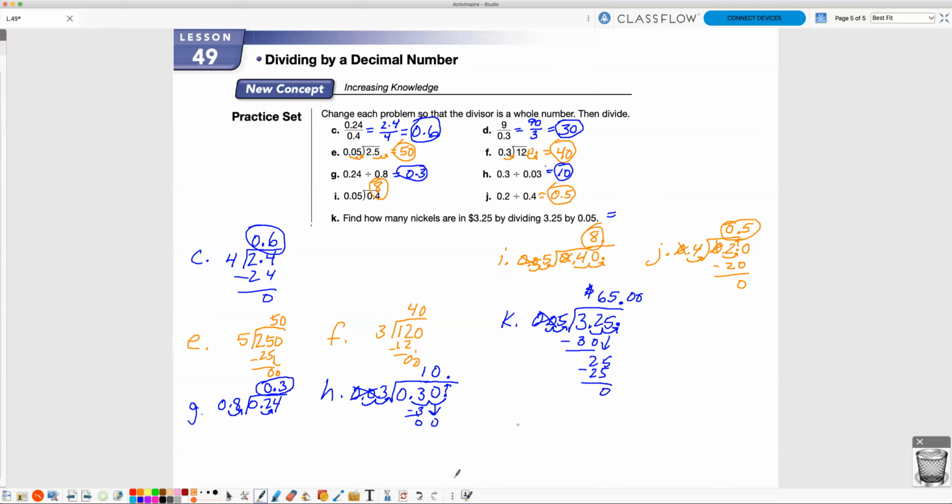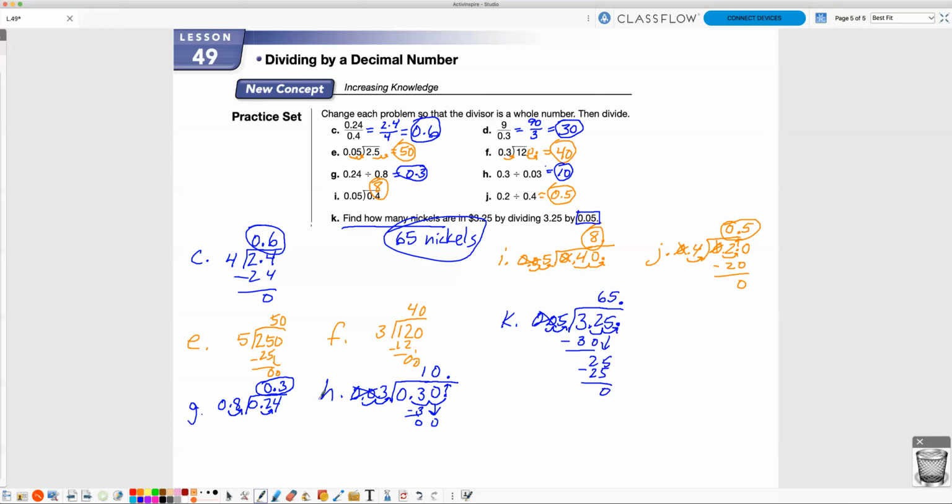Sorry, I guess we don't need dollars. Just getting ahead of myself there and thinking too much. In this one, you only need 65 because it's asking how many nickels are there. So what is a nickel? Well, a nickel is 5 cents. So now we know how many nickels it took to get $3.25. So the answer would be just simply 65 nickels if you said that. You got that correct. All right, excellent work.